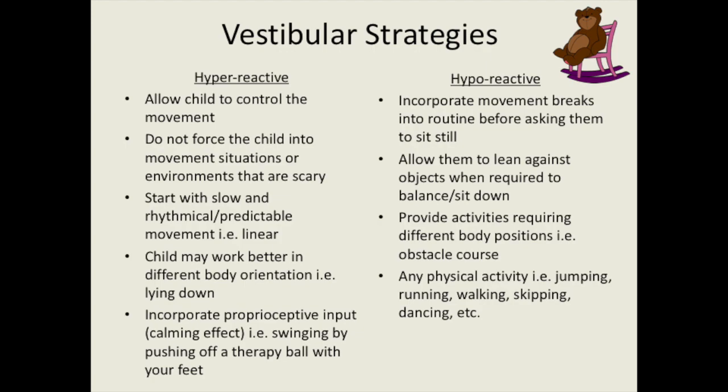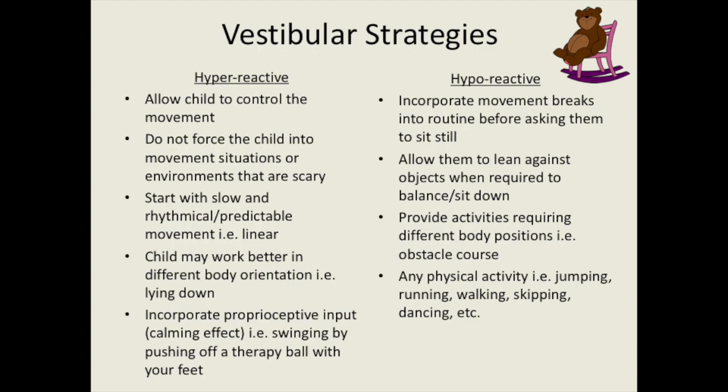So, those children that are hyperreactive and hyporeactive, what can we do? Well, for those children that are hyperreactive, we can allow the child to control the movement. Do not force the child into movement situations or environments that are scary. Start with slow and rhythmical, predictable movement. For example, linear. Children may work better in different body orientation. For example, lying down. And incorporate a proprioceptive element. For example, swinging by pushing off a therapy ball with the feet.